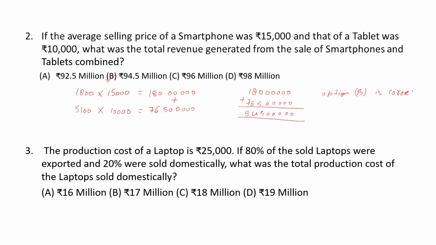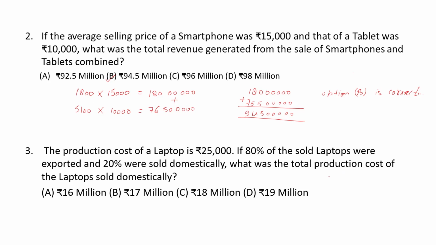Is that clear? These are the simple problems. So selling price of one tablet is 15,000. Selling price of one smartphone is 10,000. So what would be the total revenue? Multiply. Okay. Next problem. The production cost of a laptop is this. 18% of the sold laptops were exported and 20% were sold domestically. What was the total production cost of the laptops sold domestically?